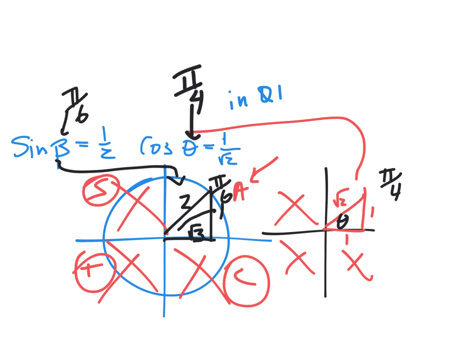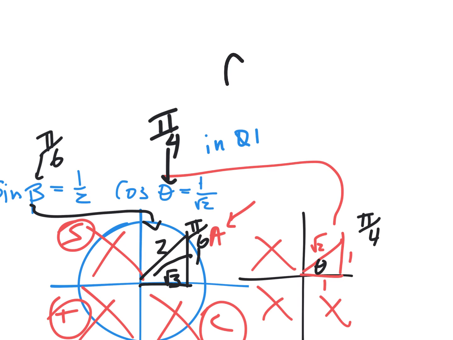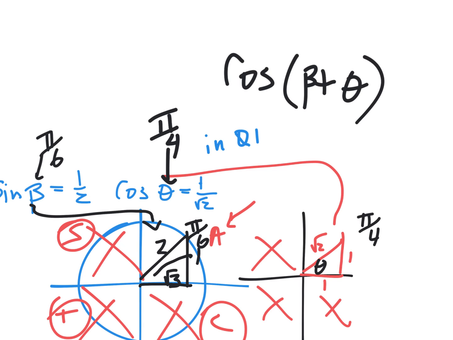Then what you're really supposed to find is cosine of beta plus theta. Remember, I'm not doing the problem in your packet. You have to do the problem in your packet. And to do this, I know you might be like, but I can't tell what the angles are. You don't need the angles.